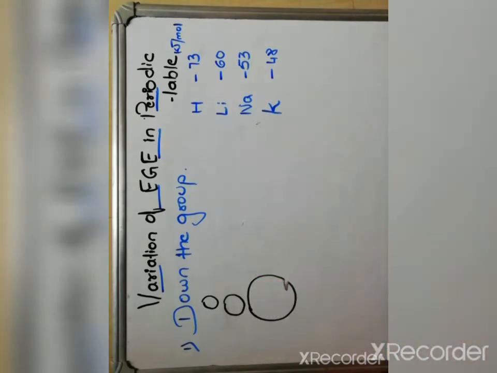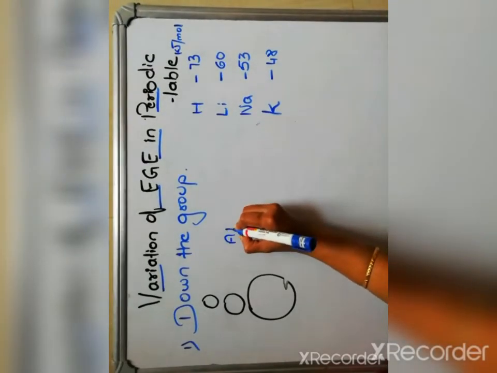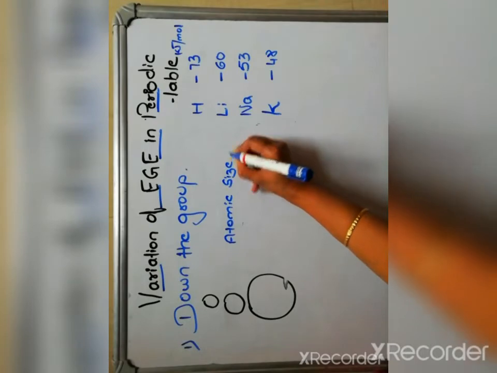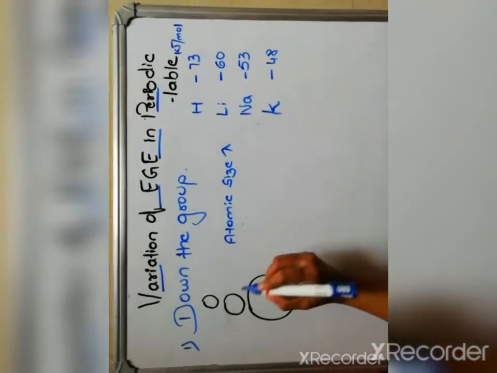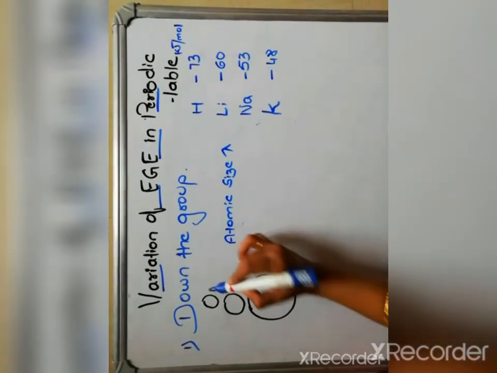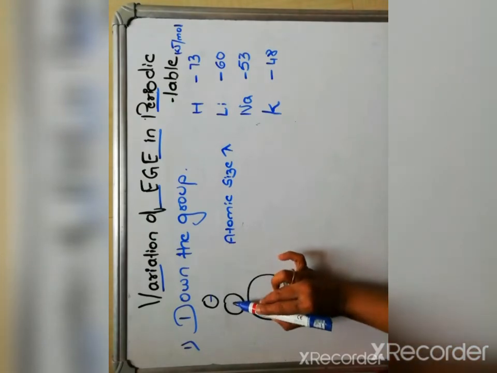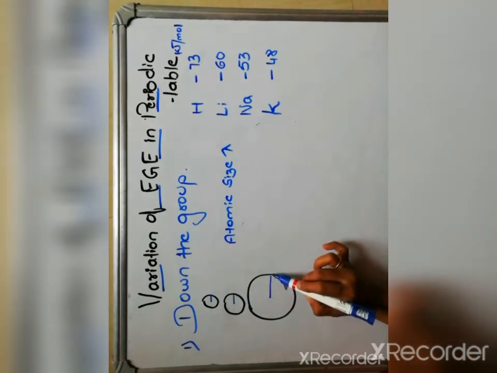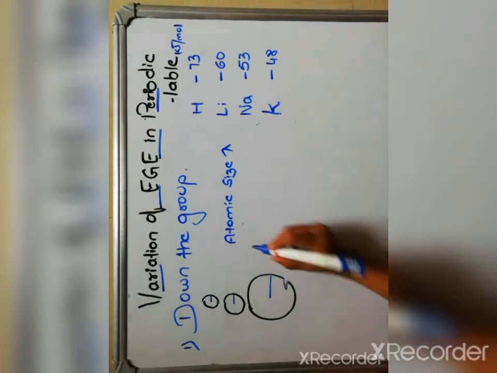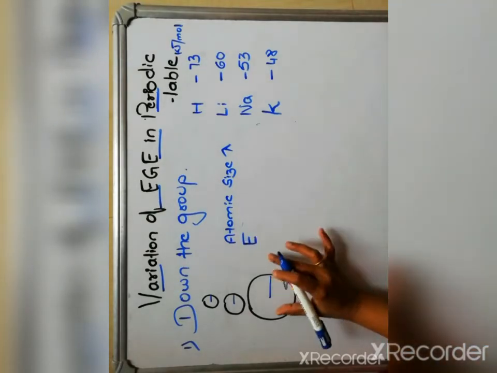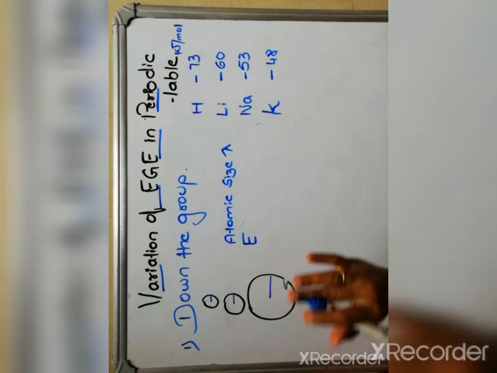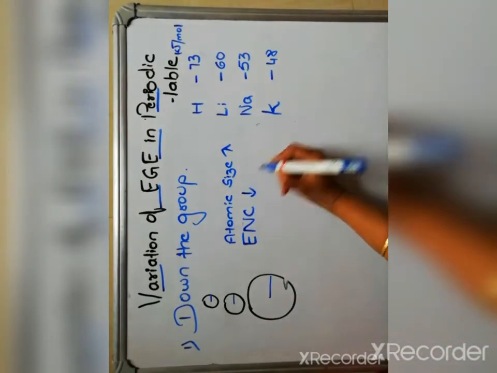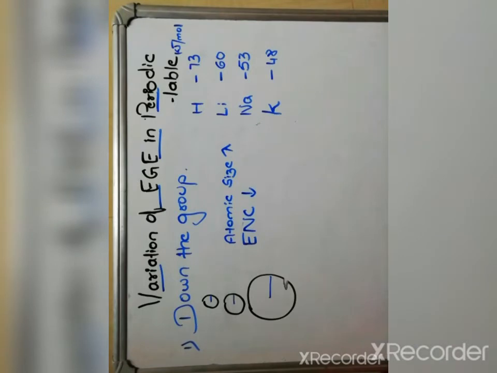So the first point is that atomic size increases. Whenever there is an increase in the atomic size, what about the effective nuclear charge? The force of attraction between the nucleus and the electrons will gradually decrease. As the distance increases, the force of attraction decreases. We can say that the effective nuclear charge will gradually decrease.